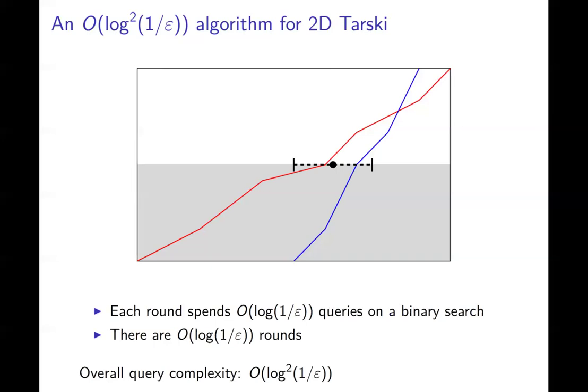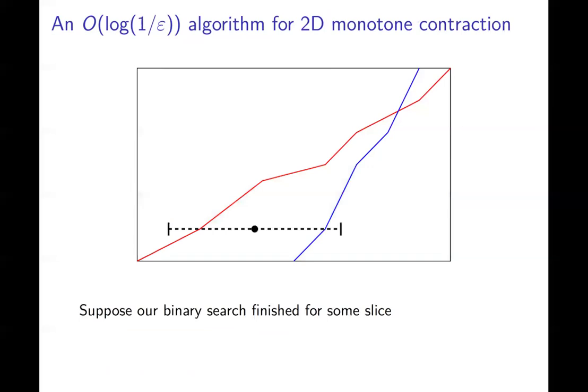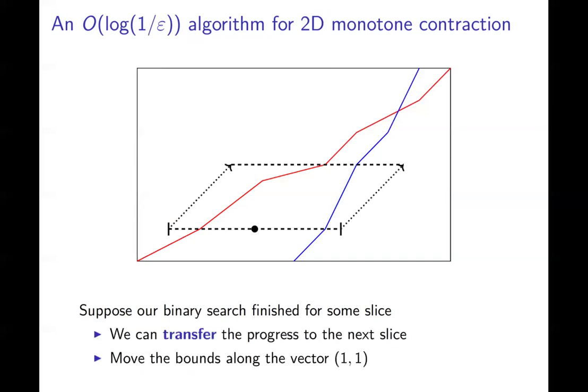Each round here spends a logarithmic number of queries to the binary search, and there is a logarithmic number of rounds, therefore leading to the overall complexity of log square for the 2D Tarski. Applying a similar logic to the two-dimensional monotone contraction instance, we again use the binary search principle and suppose our binary search finished for some slice. Now we can transfer the progress to the next slice by moving the bounds along the gradient 1 vector. This is valid because, due to the gradient 1 property, the surfaces cannot move beyond that. Therefore, by transferring these bounds, we are guaranteed that the bounds will be valid for the next slice as well.